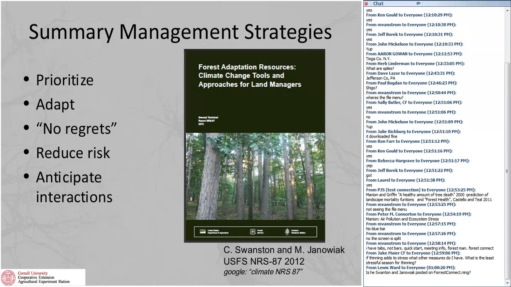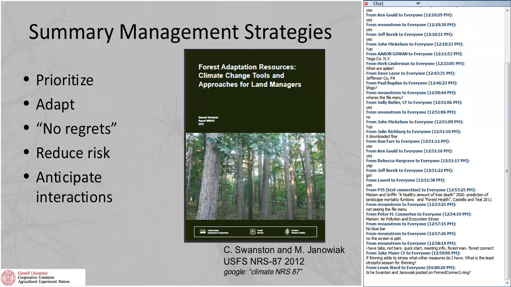Use strategies that are no regret strategies. By this, you want to be considering those actions that will have a net positive return, and particularly that have multiple potential benefits under a variety of different scenarios. So you may not really be able to predict. Let's say you have a drought, or you have an ice storm. You may not be able to predict what's going to happen in the following year or the following five years. So pick those management actions that are going to have a broad range of benefits.